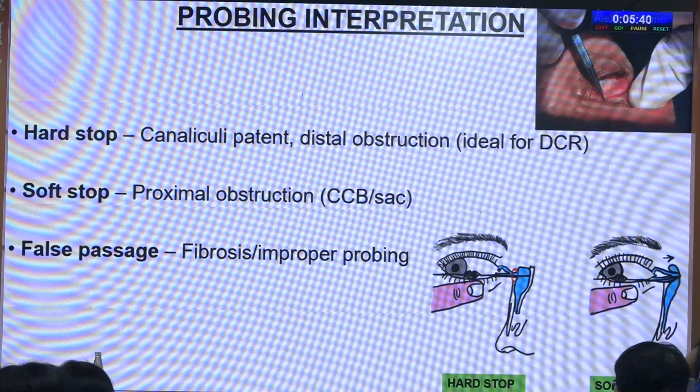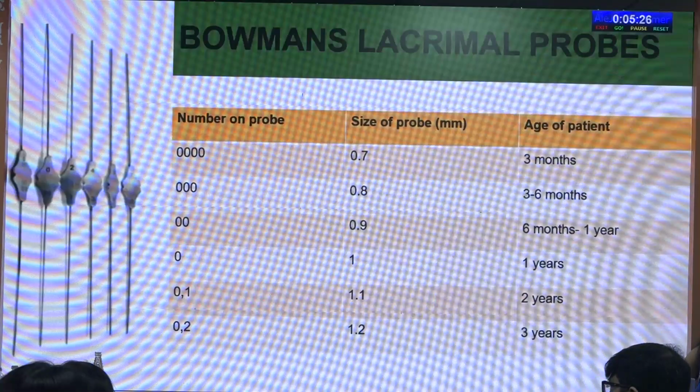Now coming to the second situation, as we pass the blunt cannula medially through the punctum, like here the common canaliculus gets dragged along with the probe. So here the obstruction is present in the proximal part. Now the false passage can be present in fibrosis or improper probing.